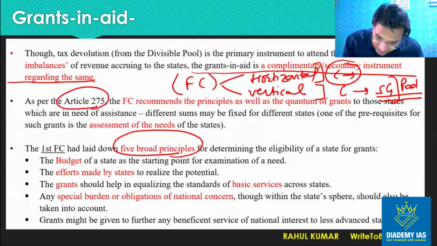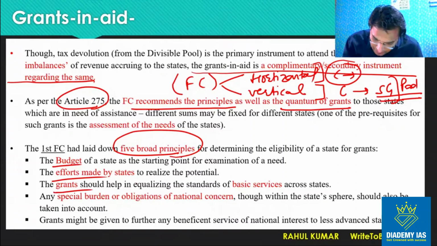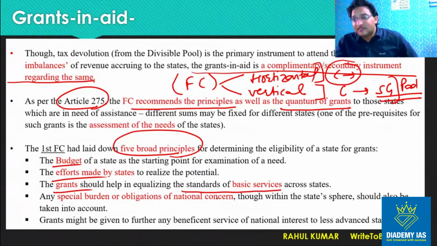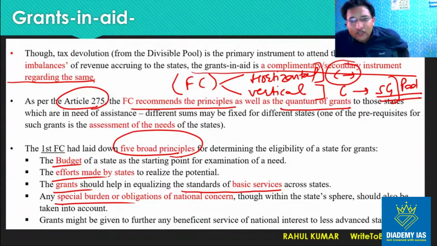So article 275 recommends the principles as well as the quantum of grant, that is, what should be the principle and how much should be the grant. So there are 5 principles: budget, efforts of state, grant, so that it can help equalize the standard of basic services. Basic services means education, health, some special burden on the particular state. For example, Jammu and Kashmir has always had a special burden of protection, and then there can be other beneficial service of national interest. On this principle, some states can get some extra money, okay?